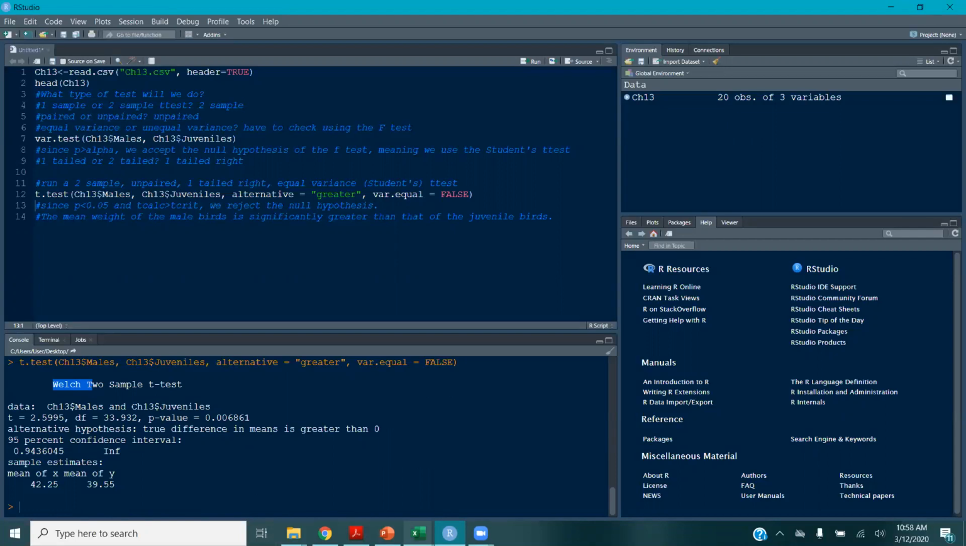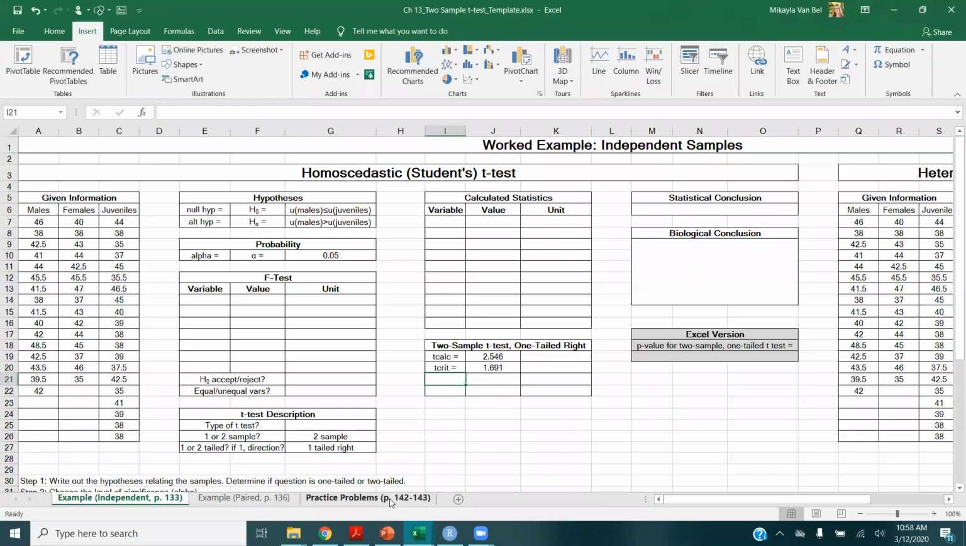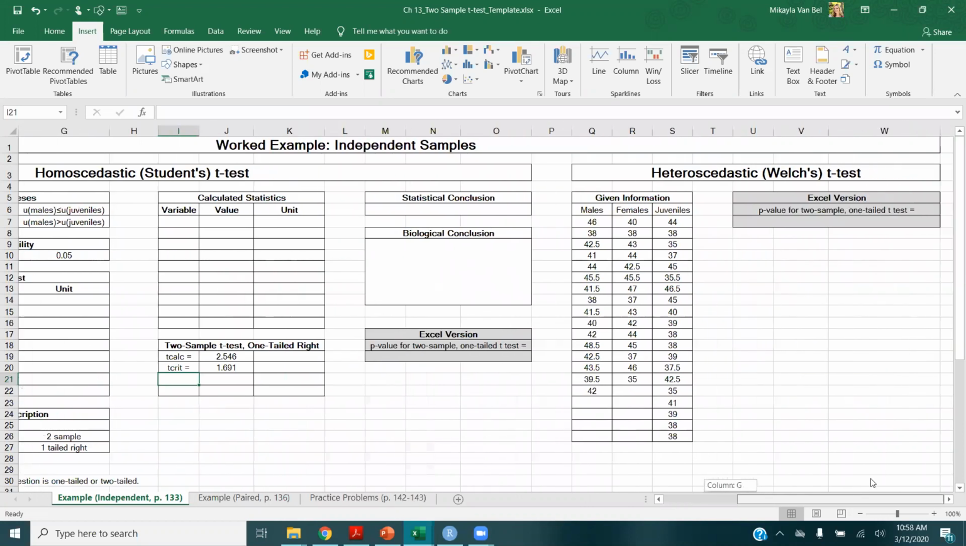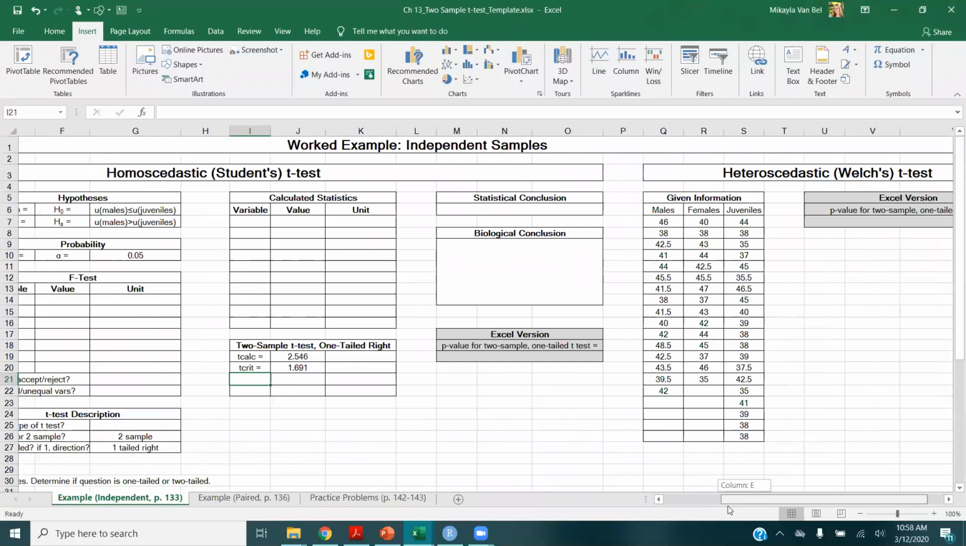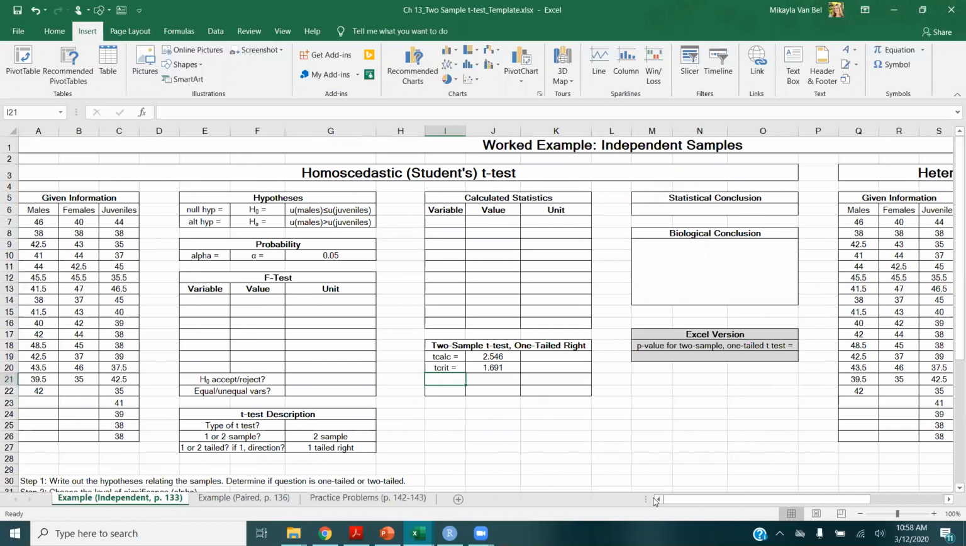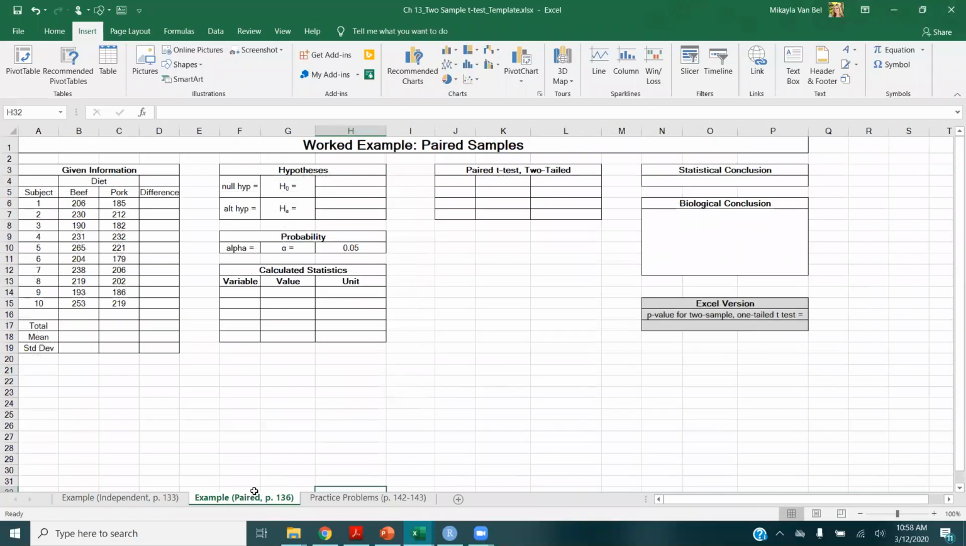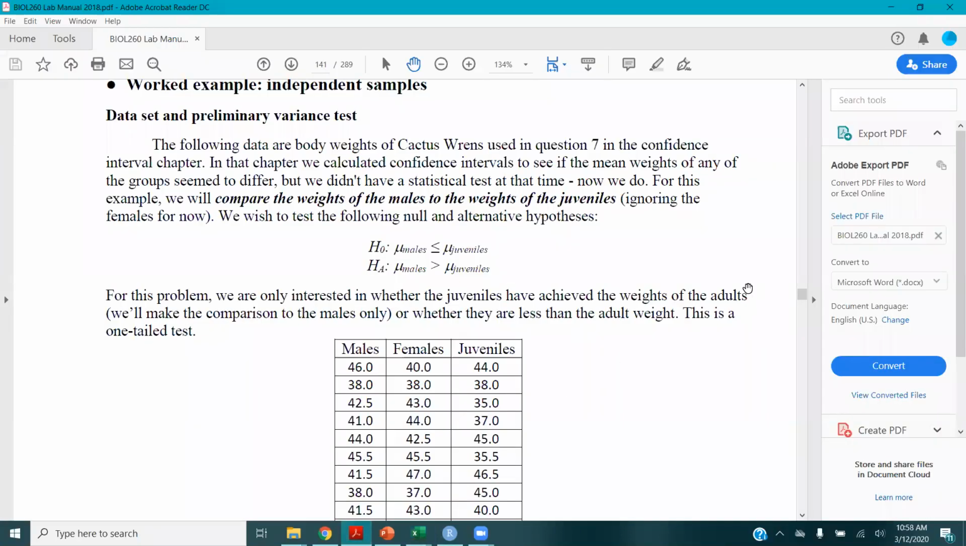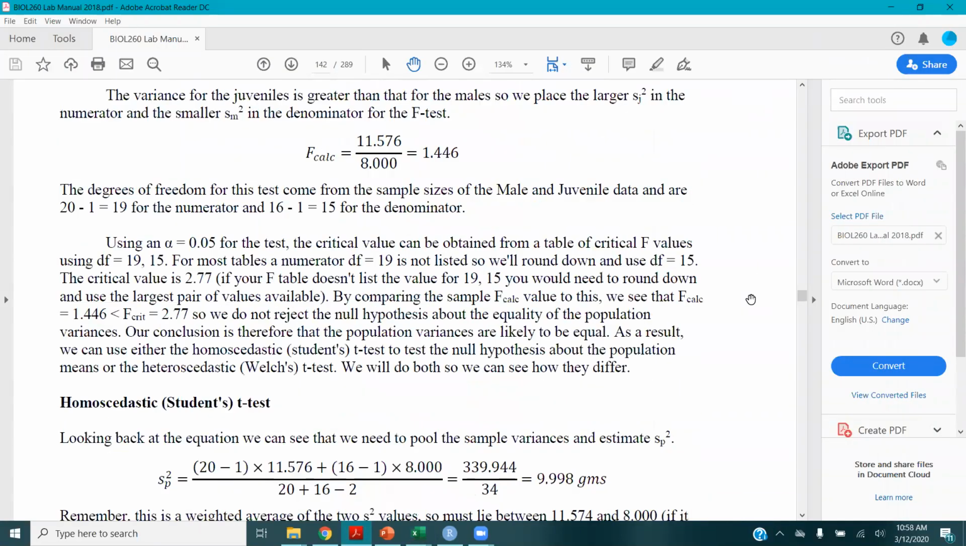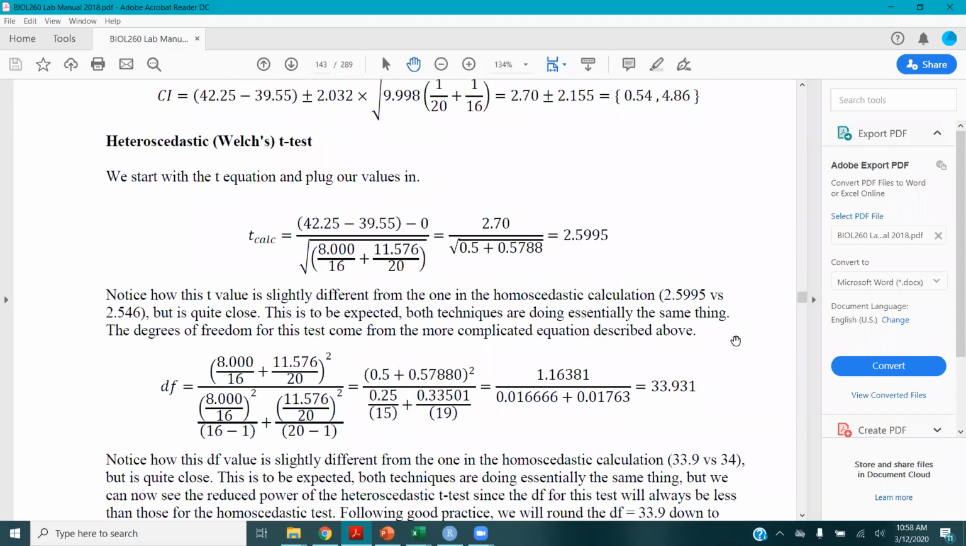On the Excel template and in your lab manual, this problem is done using both a student's and Welch's t-test. However, I am not going to go through those here because we can do them in R much faster and easier. The next problem we will look at is worked example 2. Let's go ahead and look at this in the lab manual on page 136.